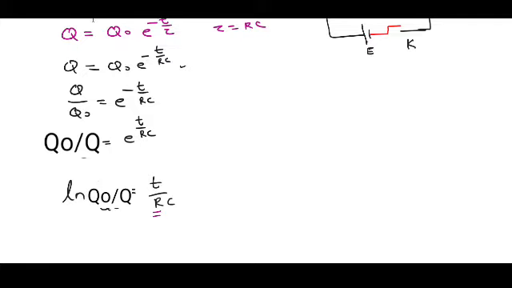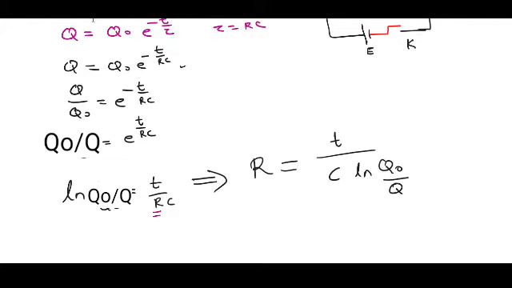From this we can write resistance R as t by capacitance C into natural log Q0 divided by Q, where Q is the value of the charge at any instant of time and Q0 is the maximum charge on the capacitor when it is fully charged. That is, at time t equal to 0, the maximum charge on the capacitor is Q0.